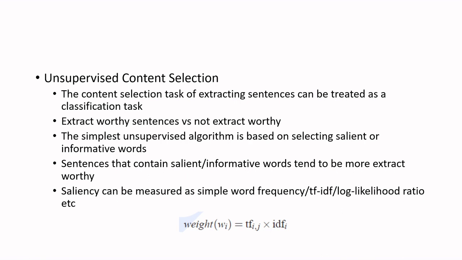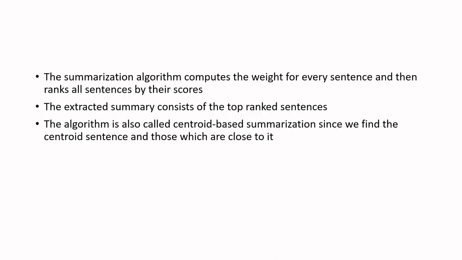So here, unsupervised content selection uses some measure. It can be any of these measures: a simple word frequency, TF-IDF, or log likelihood ratio. Any of these measures is used to compute the saliency of words as well as sentences, and then the sentences are ranked, and the top sentences are selected. So the algorithm is also called centroid-based summarization because we find the centroid of the sentences and select those that are close to it.